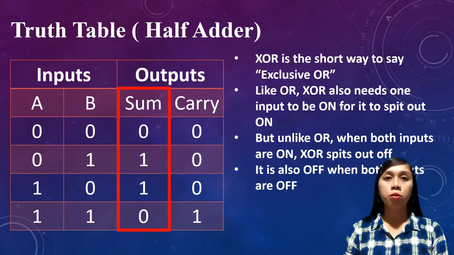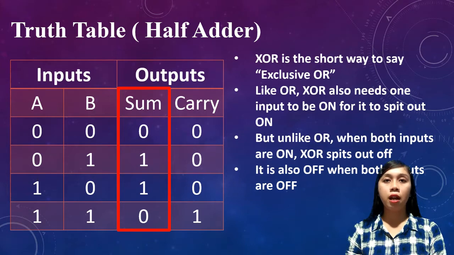If we are going to observe the sum here of the inputs A and B for the first given value, which is 0, so it is 0 because both inputs have a value of 0. That is the reason why the sum is 0. And same with the last given value for the inputs A and B, which is 1. It will also give a sum of 0.